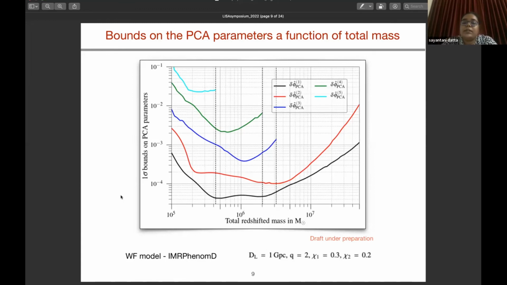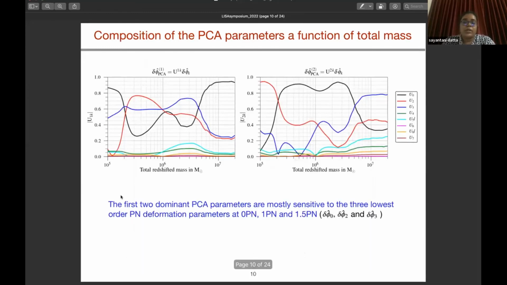Another feature is the structure. There are some structures in the leading two PCA parameters, whereas the subleading ones seem rather simple, and this can be understood once we look into the composition of these linear combinations, which is what is shown here.